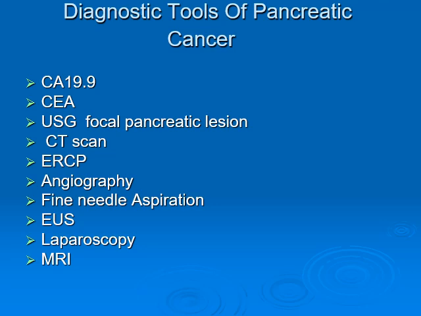You have to do CT scan exam to evaluate encasement of the vessels around the pancreas, especially portal vein or celiac artery. And this is very important. It's called assessment of resectability of the tumor. Angiography is important in certain cases. Fine needle aspiration may be done. And what's more important is EUS.